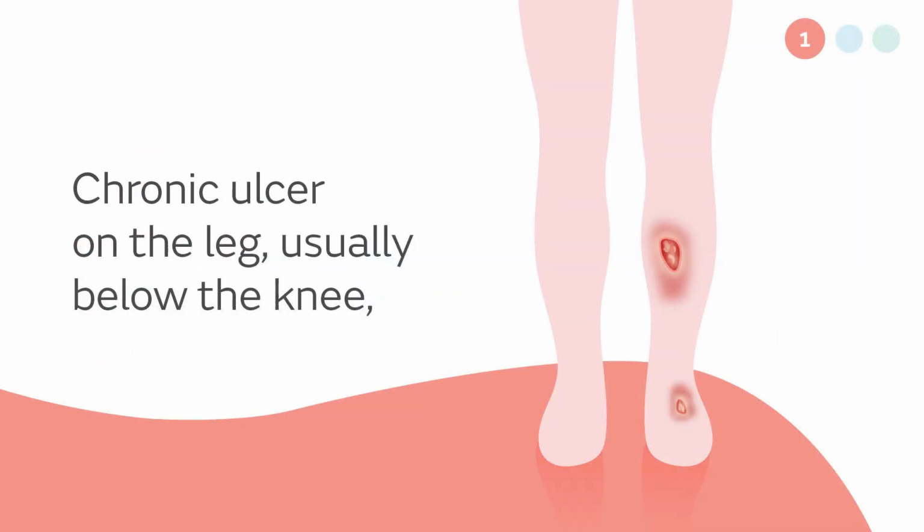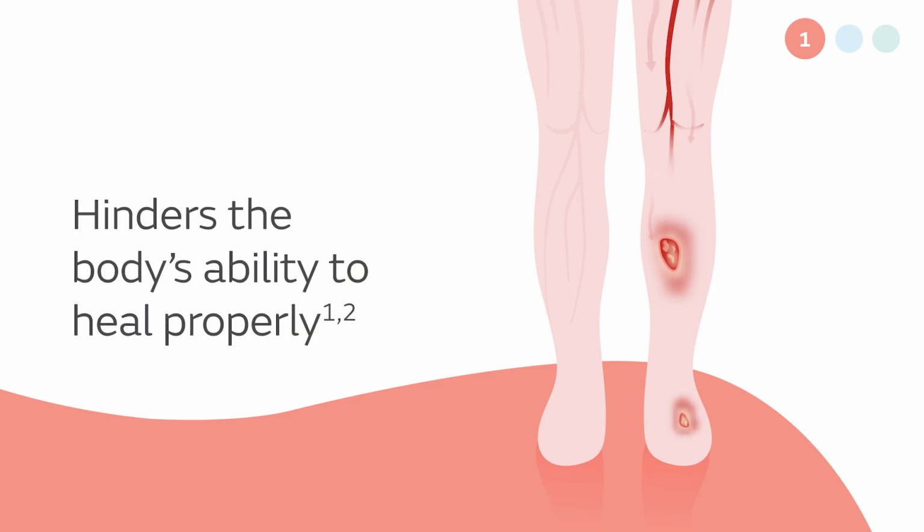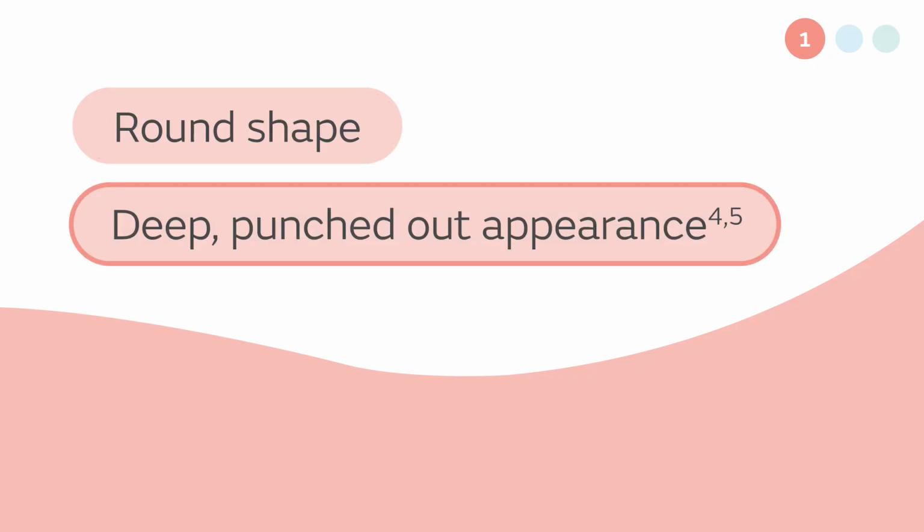As the name suggests, this is a chronic ulcer on the leg, usually below the knee or on the foot. They are caused by poor blood flow to the limb that hinders the body's ability to heal properly. You can generally identify an ALU by its round shape and deep punched-out appearance.